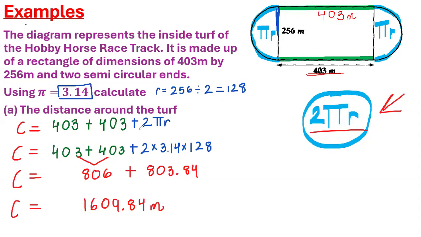So we have 403 plus 403 plus 2 pi r, where we keep the 2. The pi is 3.14 and the r is 128. So we add 403 plus 403, that gives us 806. And we have 2 times 3.14 times 128, that gives us 803.84. Very good. Then we add these two, and that gives us 1,609.84 m. Very good. That's how we got the distance around it. That makes sense to you? Yes, sir. That's good.